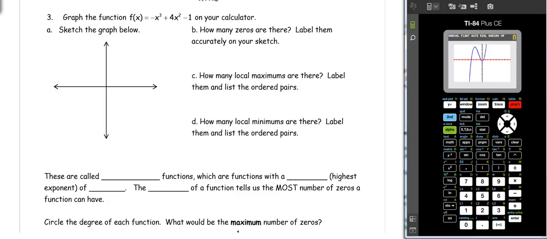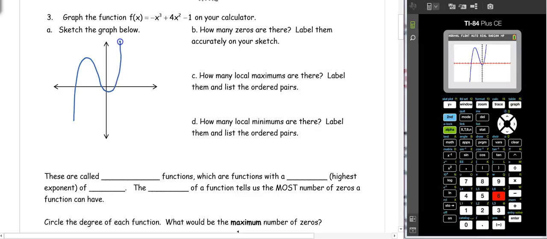So in this case, our graph kind of seems like it's snaking. And in this case, I'm actually going to hit zoom 6 so I can reset my window and see that picture a little bit better. So notice in this case that we have kind of a snaking graph. So it goes up, it crosses, and it goes back up.